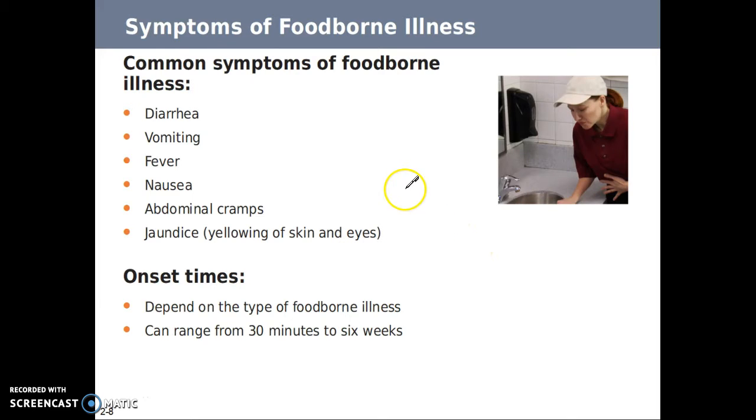Common symptoms of foodborne illness are diarrhea, vomiting, fever, nausea, abdominal cramps, and the jaundice is associated with hepatitis A. Onset times depend on the type of foodborne illness, whether it is a toxin, which is an intoxication, or if it's a bacterial infection. Okay, and that can range from 30 minutes to 6 weeks.